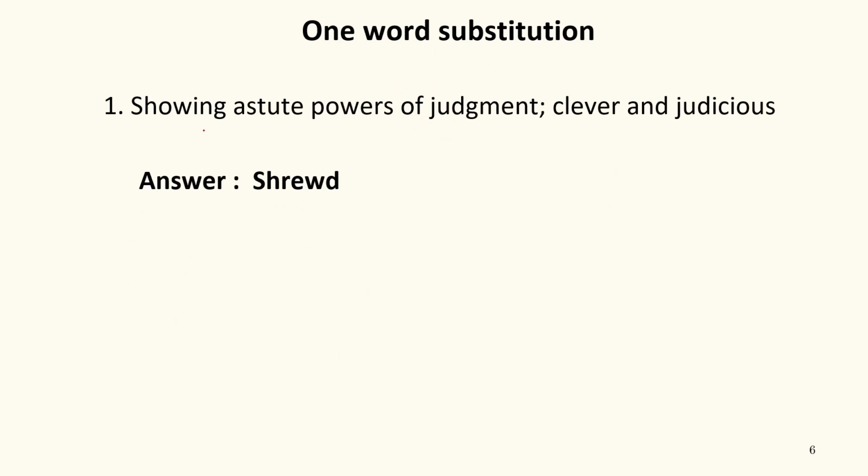The first one, showing astute parts of judgment, clever, and judicious. Astute means when one is clever enough to judge anyone. Clever, judicious. This kind of person is known as shrewd. Shrewd is the person showing astute parts.